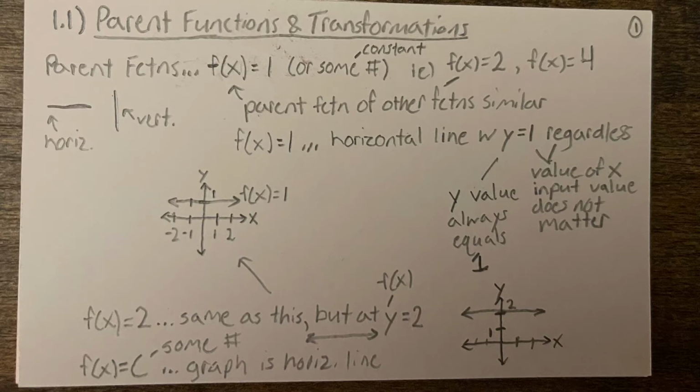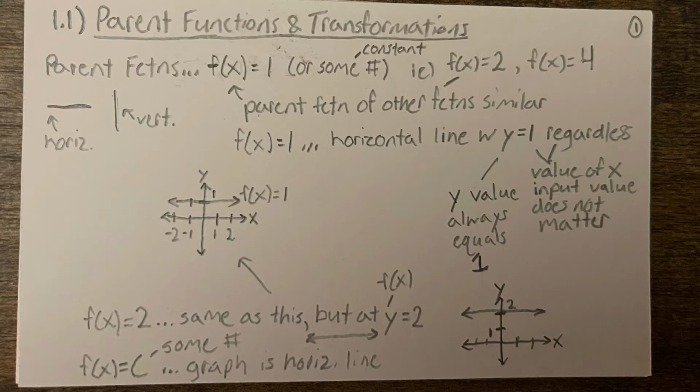f of x equals 2 and f of x equals 4 are also in the constant family. Any function that follows the pattern f of x equals some number is a constant function. Functions of the same family have similar key characteristics. For example, all constant functions, f of x equals some constant, have a graph that is a horizontal line and the function has the same output regardless of the input. X does not matter. Y equals the constant.